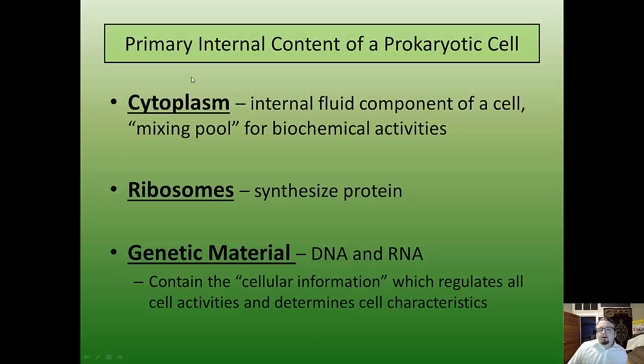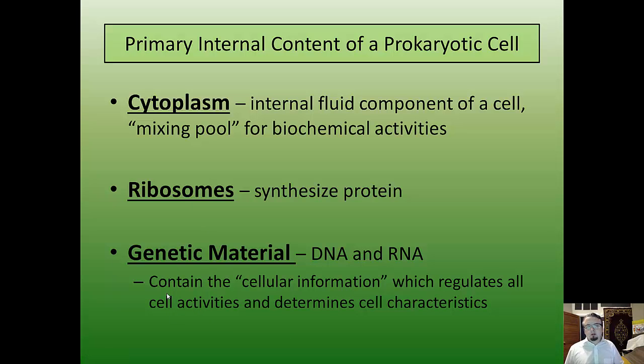So what you want to recognize is that inside of a bacterial cell, a large component is made up of what's called cytoplasm. Cytoplasm is just the liquidy fluid substance that's inside of the cell. Ribosomes are another key factor. Ribosomes are protein synthesizers. All you want to know there is that they make protein. That's what they do. And then one of the third major components of a simple cell like this is the genetic material.